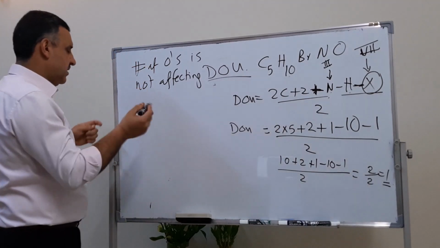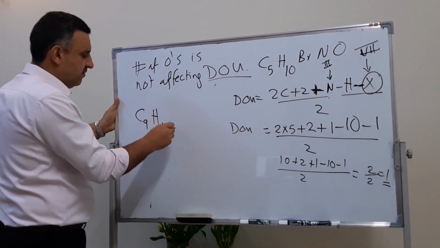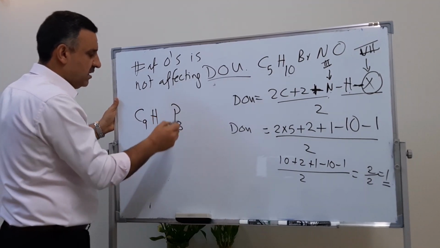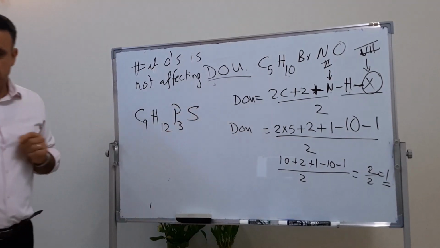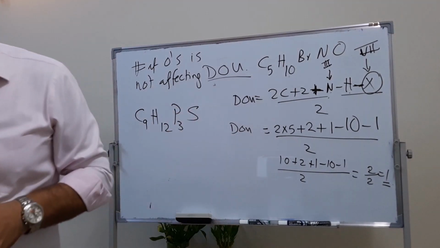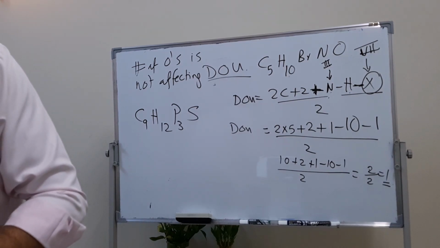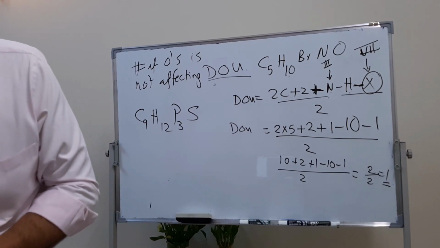For example, C9H12 P3 sulfur. Do you follow me? Muhammad, just ignore this question now for the time being. Just focus on the rule here, how to calculate the degree of unsaturation.